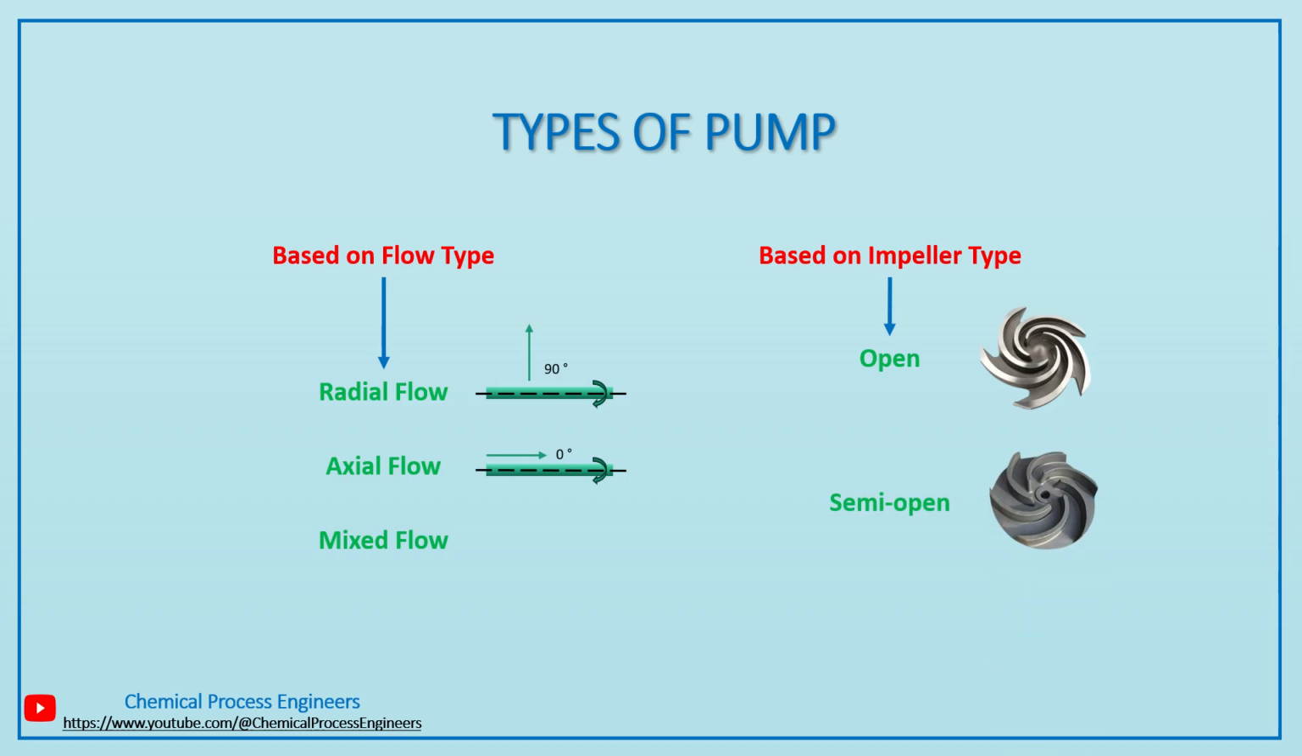Semi-open type impellers have vanes attached to a hub with a disc on one side. They offer better mechanical strength than open impellers and can handle small amounts of suspended solids. Closed impellers have vanes enclosed by both front and back discs. This design is highly efficient for clean liquids such as water, as it directs all the fluid through the channels between the vanes.